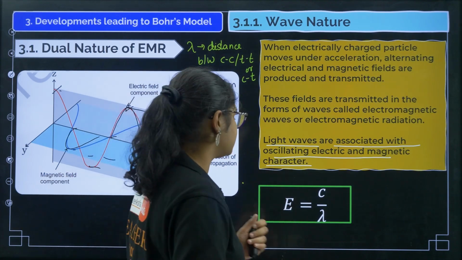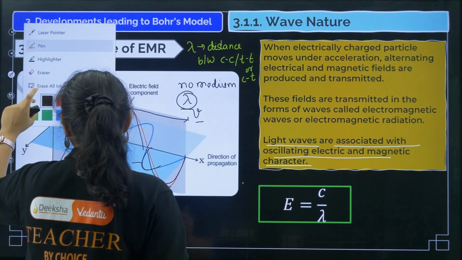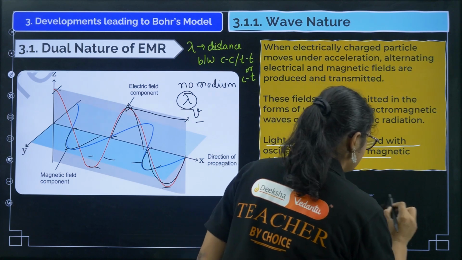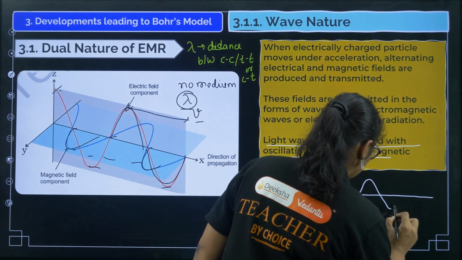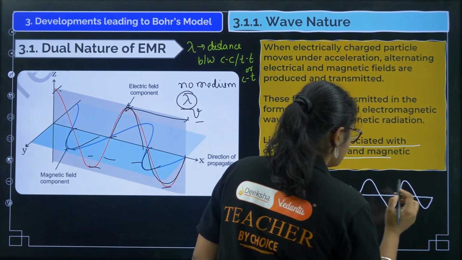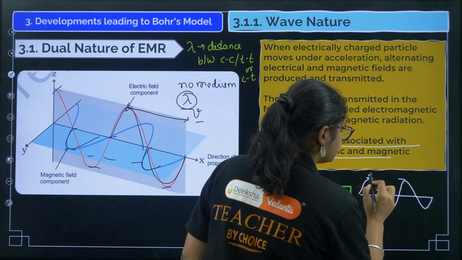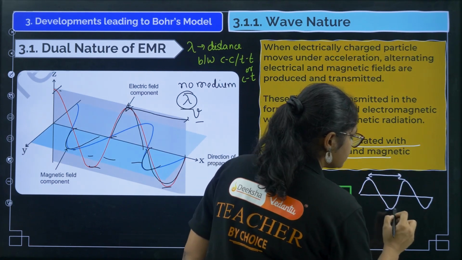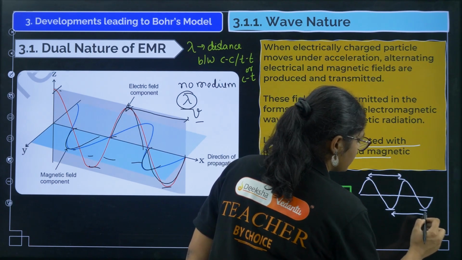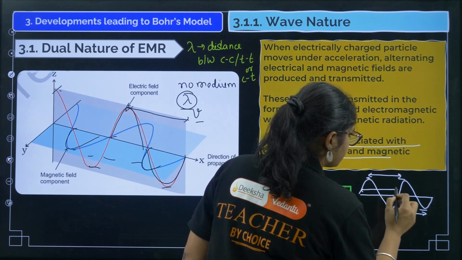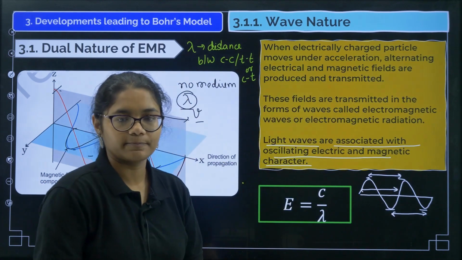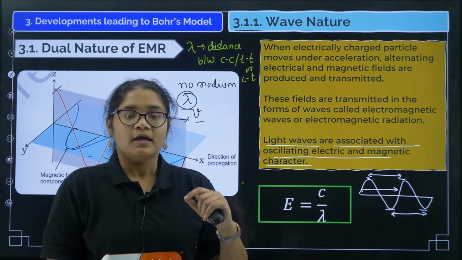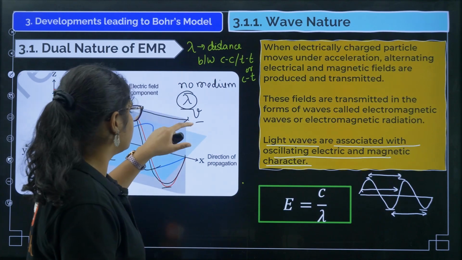The crest and trough you take should be adjacent. Suppose this is a wave I am drawing. This is a crest and this is the next crest, so this distance is lambda. This is a trough and this is the next trough, which is also lambda. One crest and one trough is also lambda. Wavelength, clear?